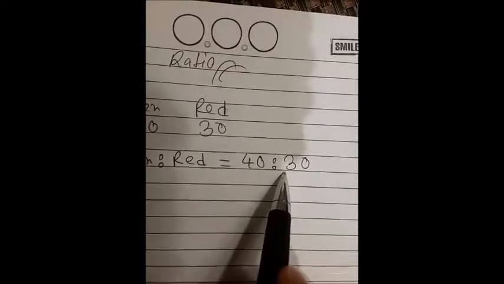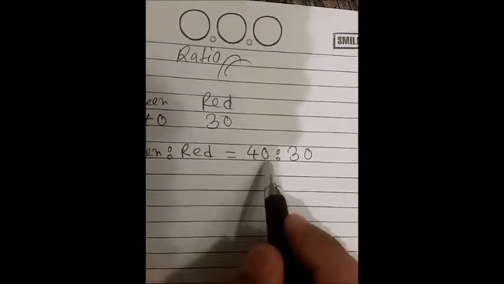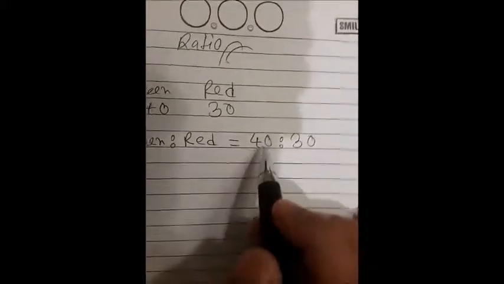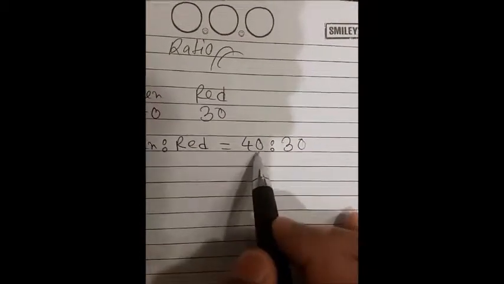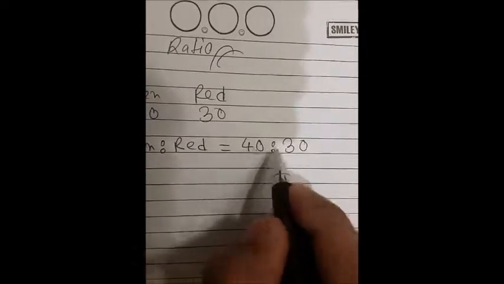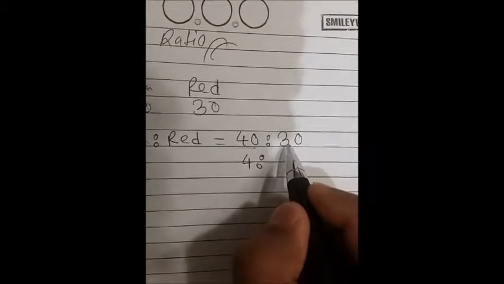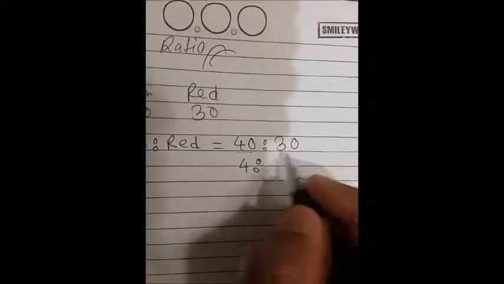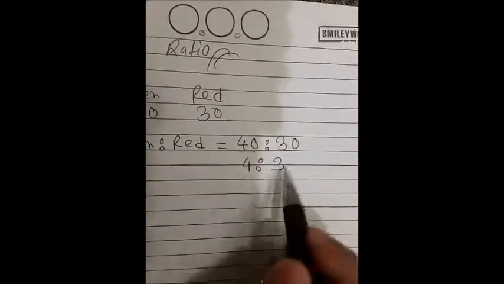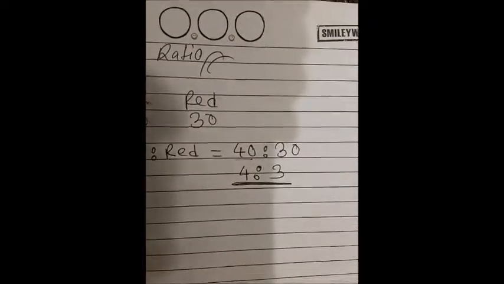So green is 40, red is 30. So we have to simplify. First of all, how can we simplify? We can see if we divide by 10, so if you divide any side, you have to divide both with the same number. So if I divide this 40 by 10, we'll get 4. As we divide by 10, we have to divide this one by the same number. So if we divide this 30 by 10, we'll get 3. And we can't divide with any same number anymore. So that's the simplified form of this ratio.